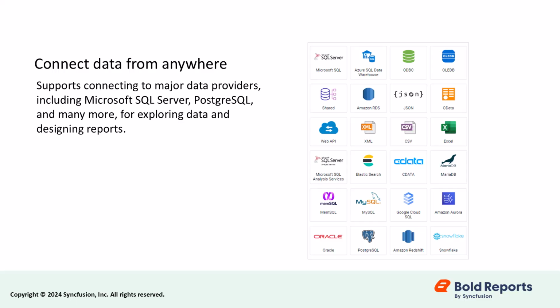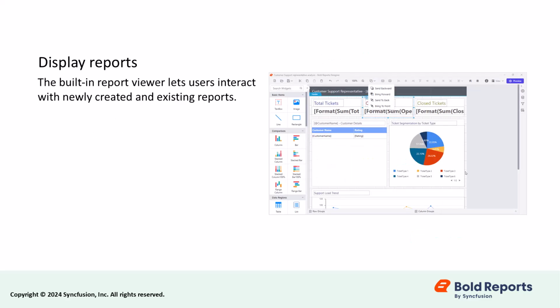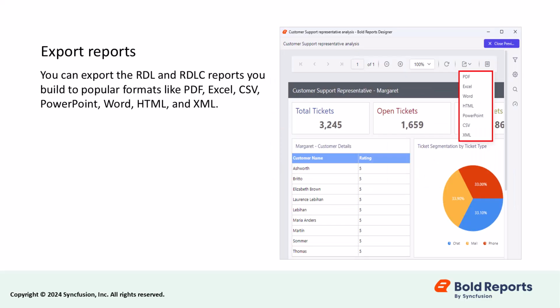The Standalone Designer supports connecting to major data providers, including Microsoft SQL Server, Oracle, OLEDB, ODBC, PostgreSQL, Web APIs, OData, JSON, XML, Excel, and CSV, for exploring data and designing reports that pull from a wide range of data sources. The built-in report viewer lets users interact with newly created and existing reports. You can export the RDL and RDLC reports you build to popular formats like PDF, Excel, CSV, PowerPoint, Word, HTML, and XML.